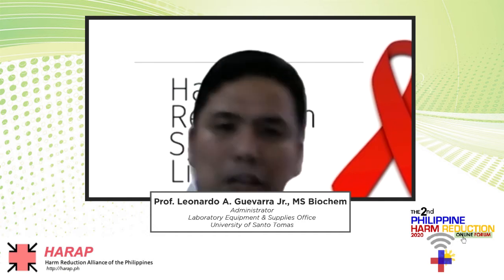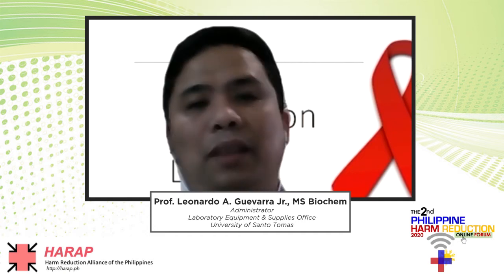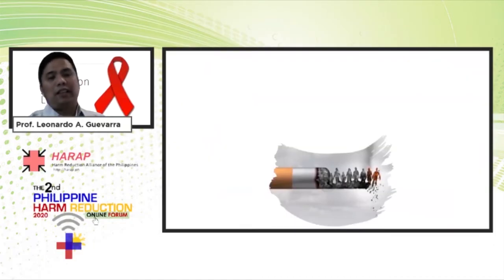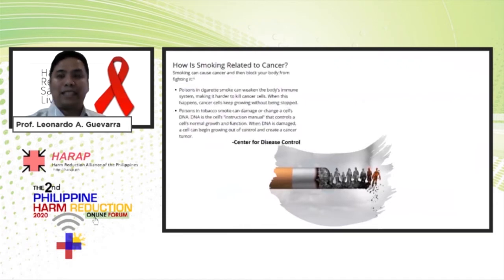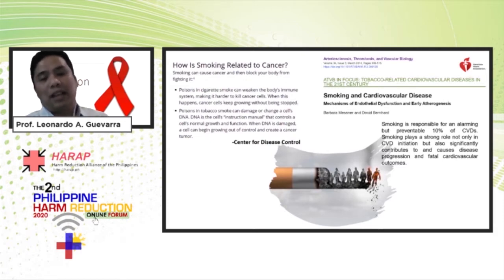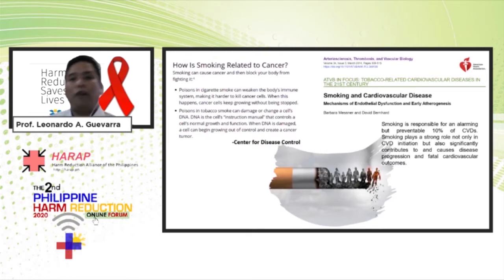Now, let me share with you my perspective as a biochemist on traditional and alternative smoking. There are two major diseases that have been associated with smoking. One is cancer, and the other one is cardiovascular disorders. According to the Center for Disease Control, smoking is related to cancer for two reasons. One, it weakens our immune system, and the other is it damages our DNA, which is actually the center of the cell, which is responsible for communication by production of proteins that are related to cell regulation.